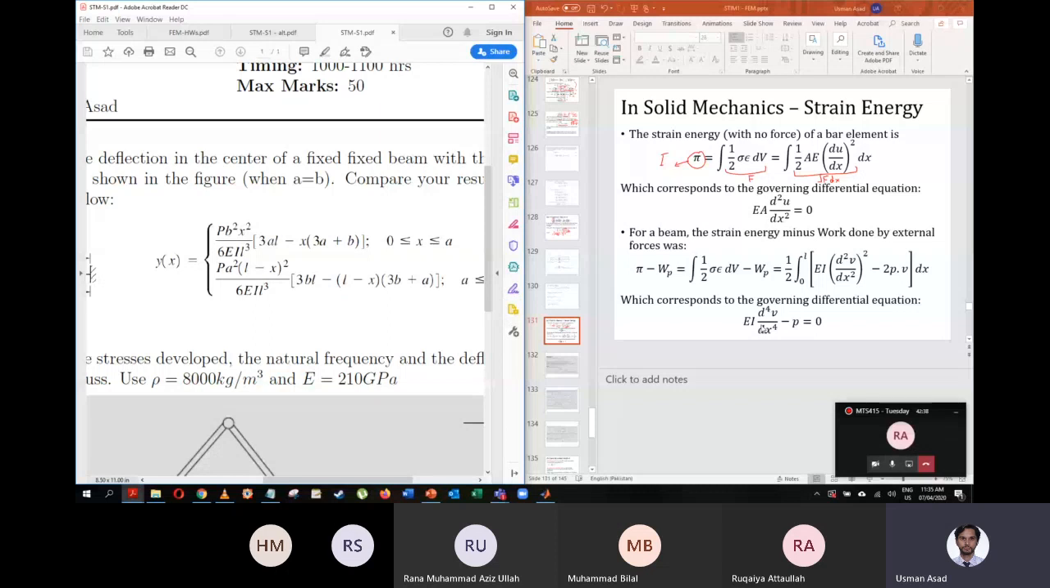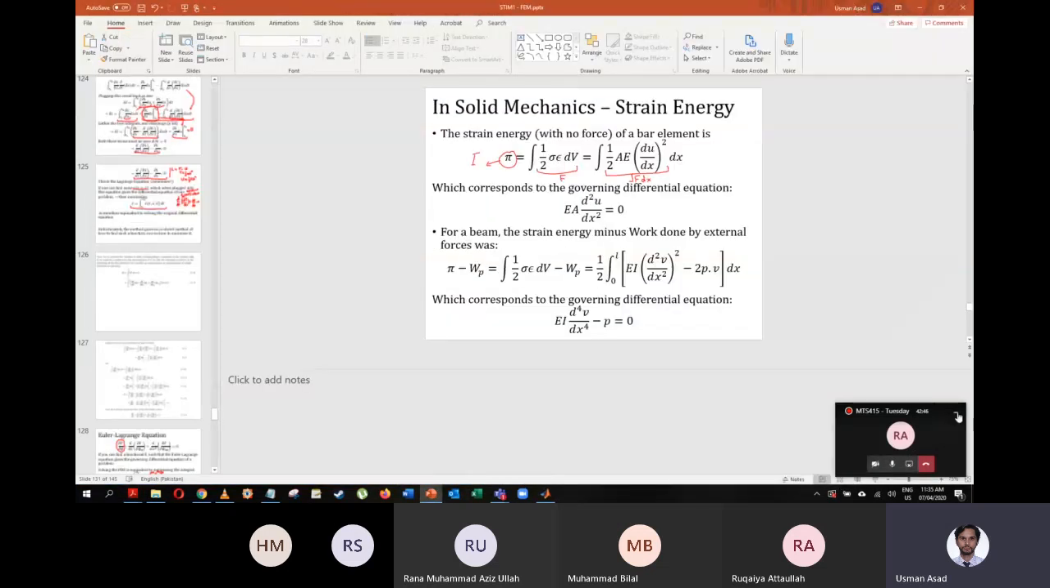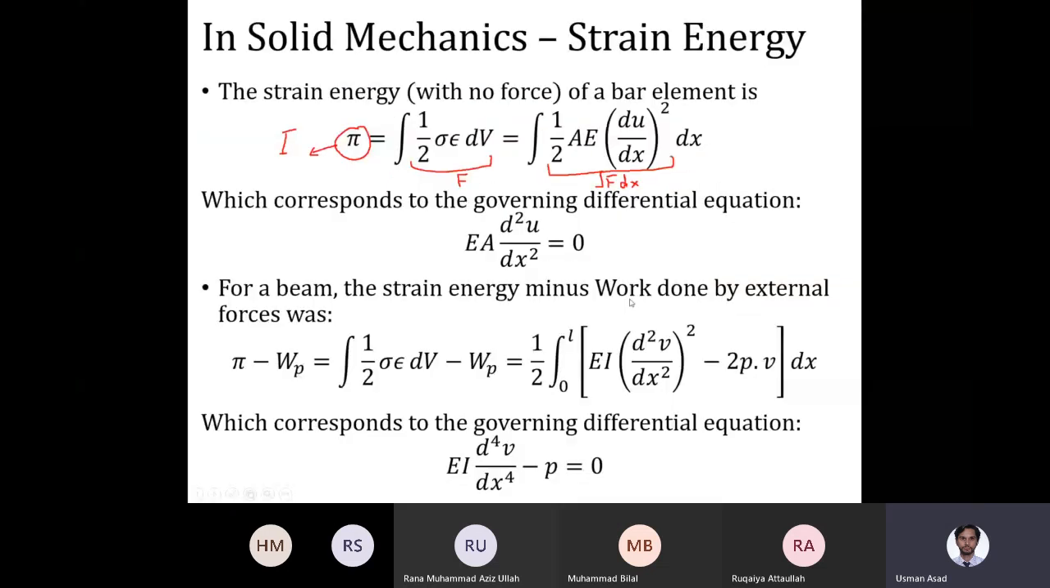In this course we only had to discuss that trying to find a minimum for this will give us the equilibrium conditions for our beam. Okay, and on the basis of this we ran the minimum potential energy method, right?